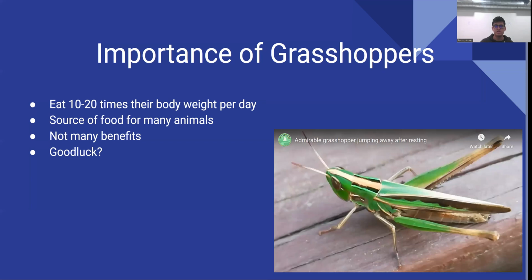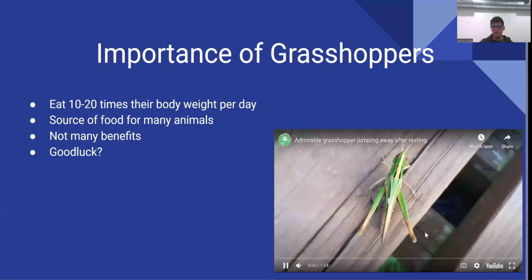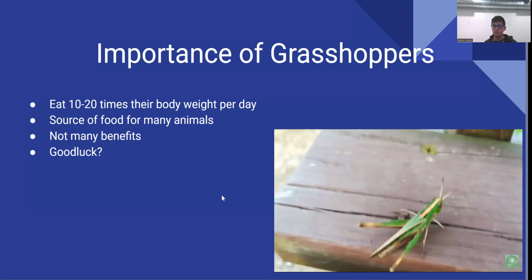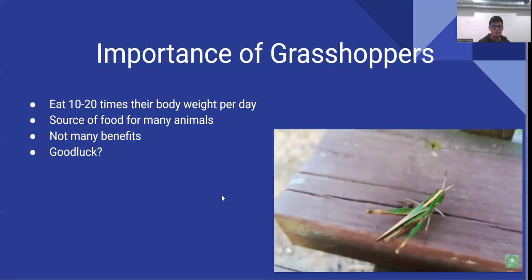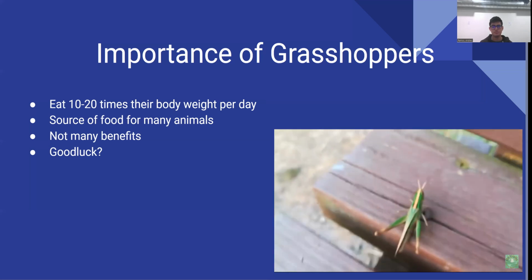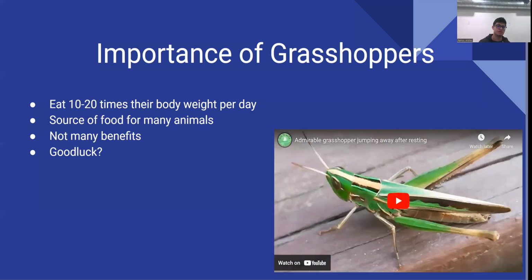This concludes my presentation on grasshoppers. Here's a video demonstrating the jumping ability of a grasshopper. As you can see, the jump happens very quickly, which just kind of showcases the amount of power that they store in their legs and how effective that might be in a real world situation.